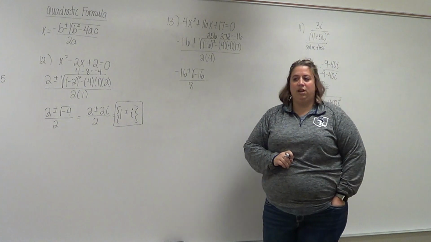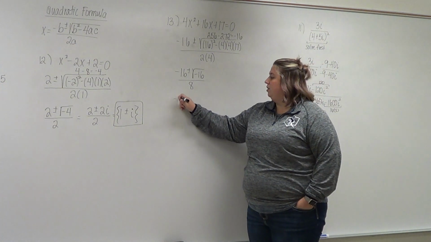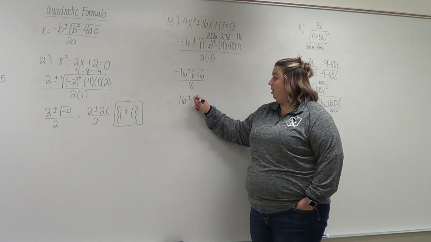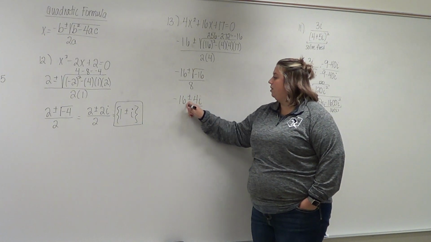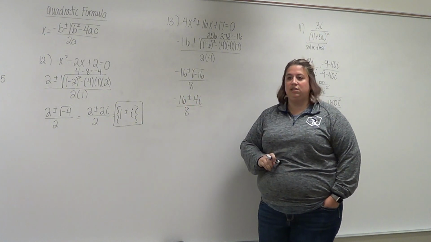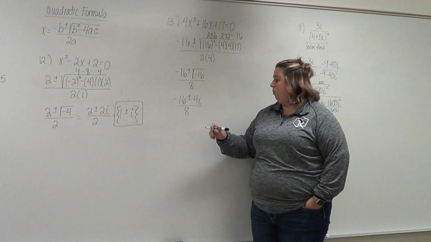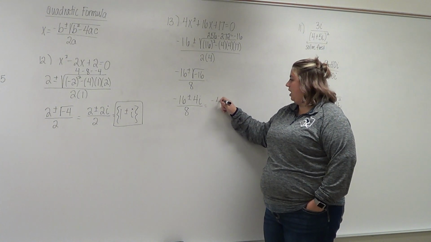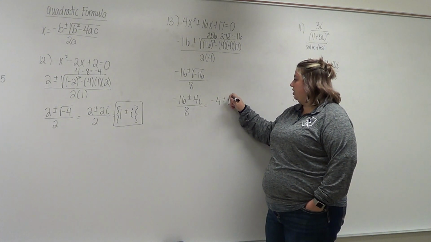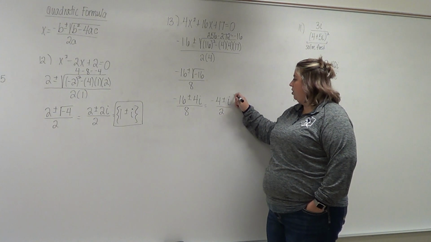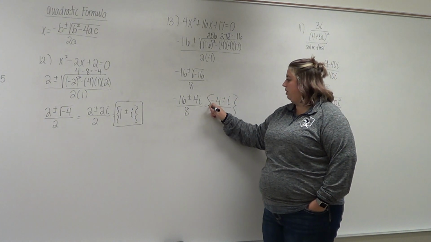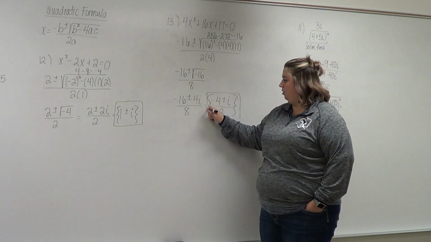Okay, what is the square root of negative 16? 4i. Okay, does anybody think goes into 16, 4, and 8? 4. So this would be negative 4 plus or minus 4i over 2. And you do not have to split those up. You can leave them combined like that for your answer.